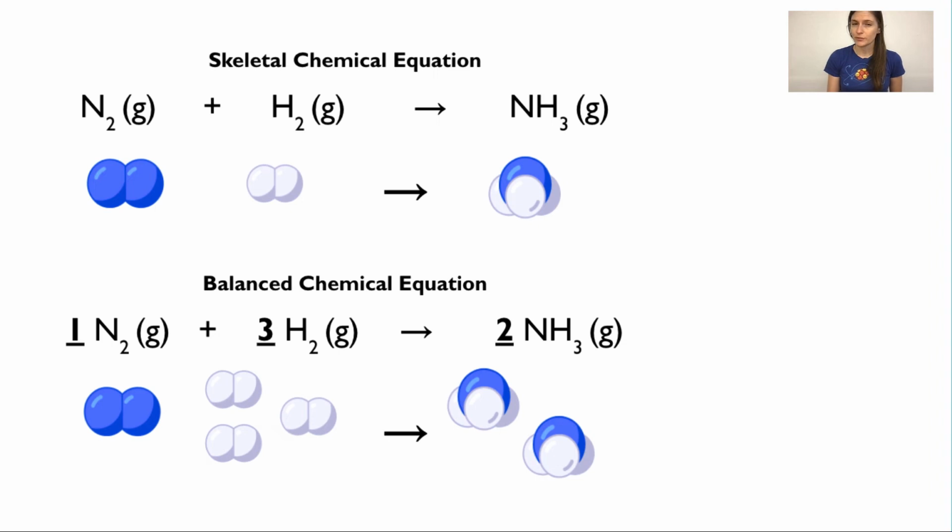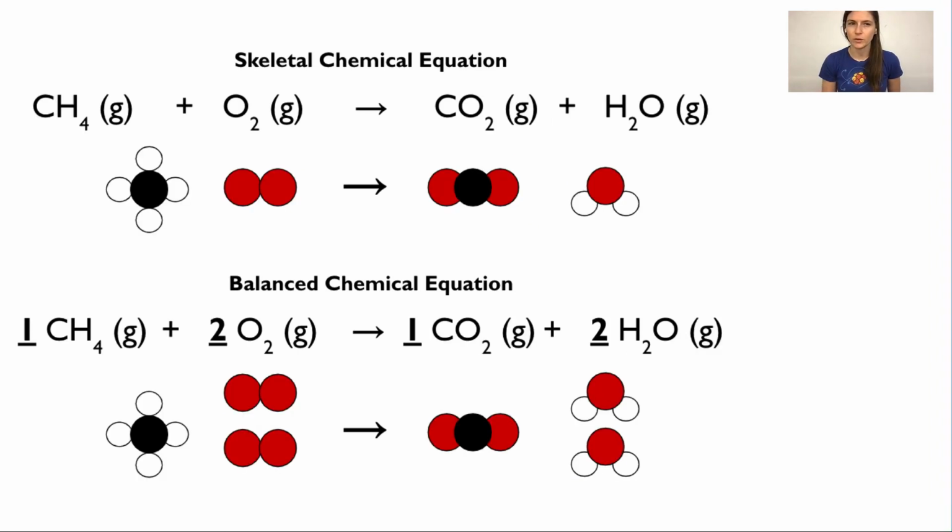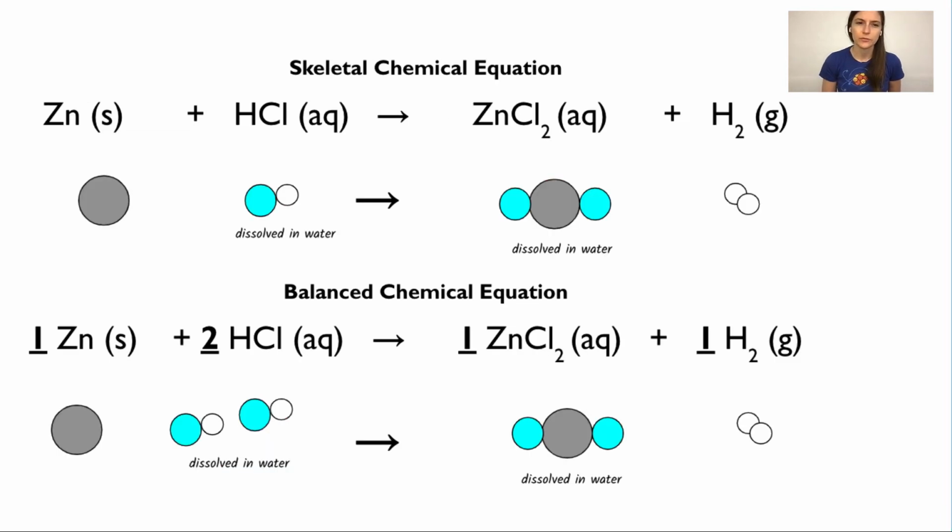Hopefully you have a difference that you've identified. Let's look at another example and see if that pattern that you identified holds. So here is our combustion of methane. Let's take a look at the skeletal chemical reaction equation and the balanced chemical reaction equation. See if you notice a difference. Let's look at another example. See if the pattern is continuing to hold. So here's our zinc reacting with hydrochloric acid. Take a look at the skeletal versus the balanced.